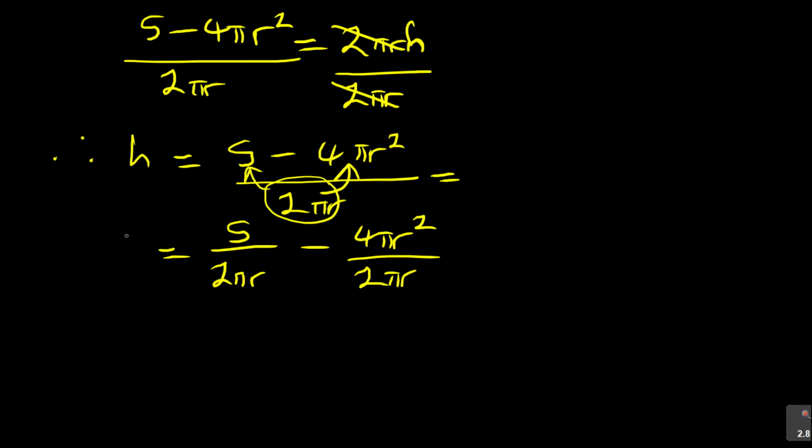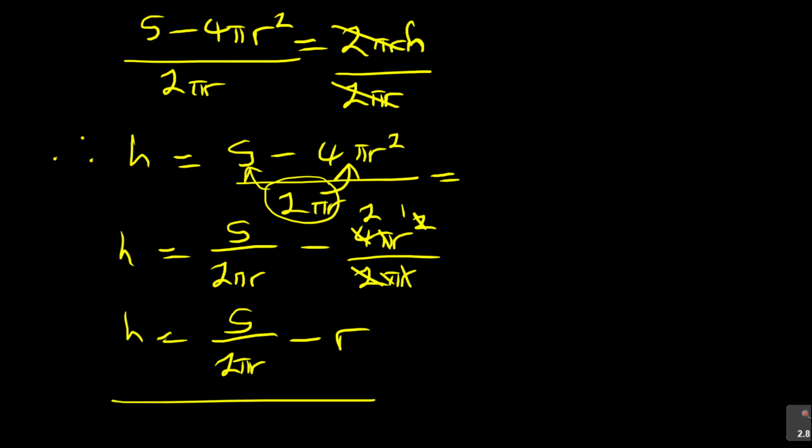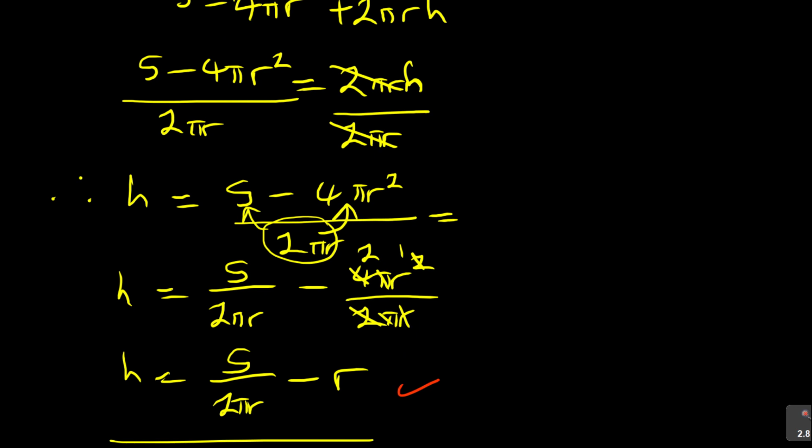Then you can have h being s over 2 pi r minus, now 2 into 4, it's 2. The pi cancels the pi, and the r squared over r is r, so it's minus r. So your answer can be here, it's correct, or your answer can just end up here. Your answer can end up here, they'll still mark you right.